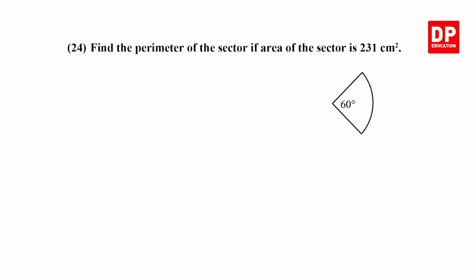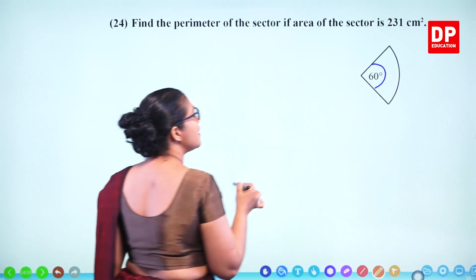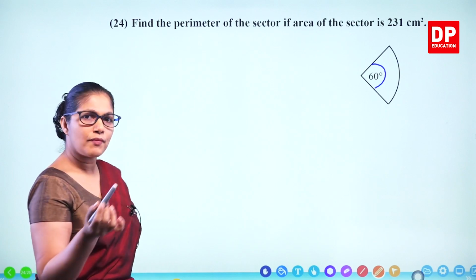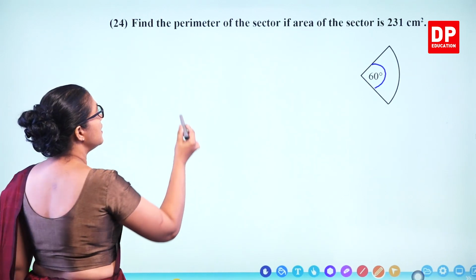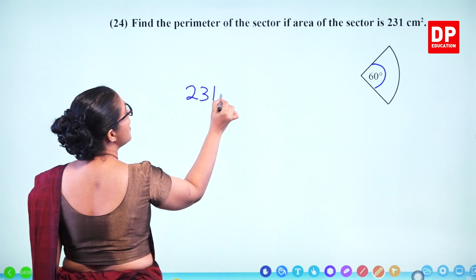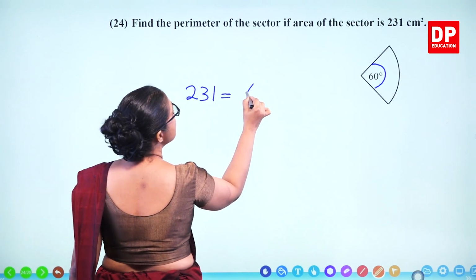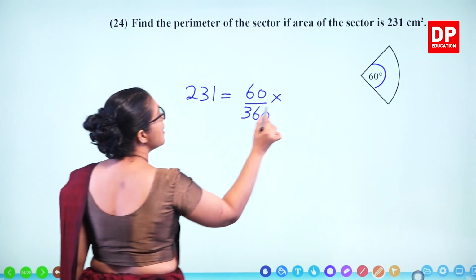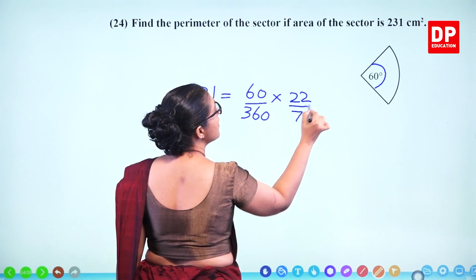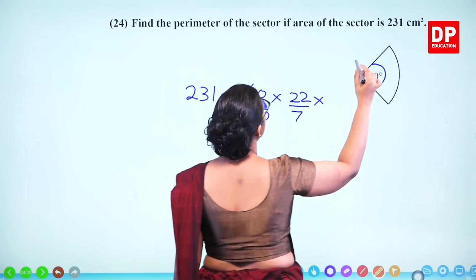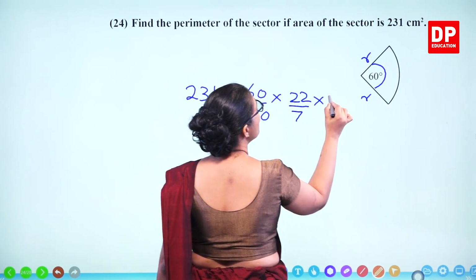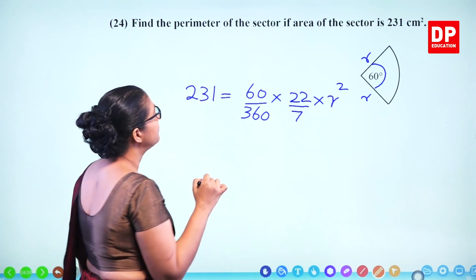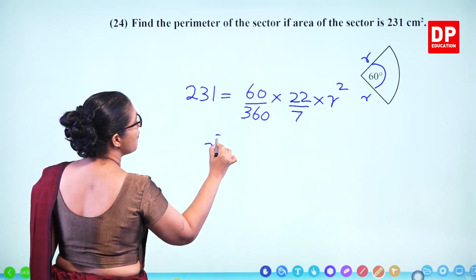Question number 24. Find the perimeter of the sector, if the area of the sector is 231. So this angle is given, 60 degrees. How do you find out the area of the sector? So 231 is equal to 60 over 360 into pi r squared. Pi is 22 over 7 and r we have to find out. We don't know. So r squared. Simplify. So we can find r squared.